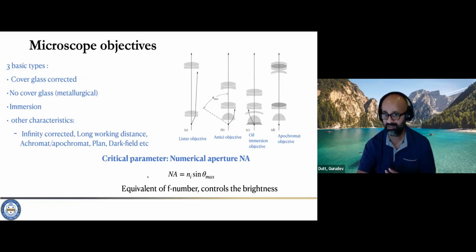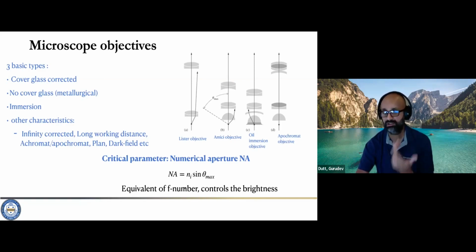This is similar to the numerical aperture in a fiber. It basically controls the angle of the rays that are accepted by the objective. When I told you about the brightness of a lens, and that the image brightness is proportional to (D/F) squared, I forgot to mention that F over D is equal to the F number. So the F number is simply F over D.